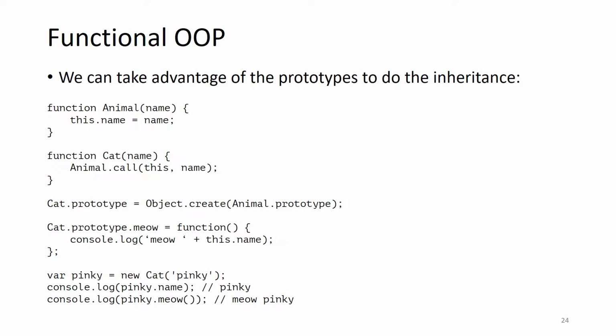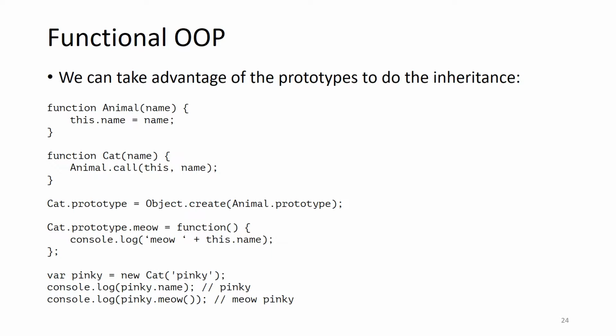This is dynamic. Whenever you call pinky.meow, this will actually become everything you have to the left of your dot. So it's not actually attached in any way to the object. What does this mean? We cannot use this in the animal constructor.